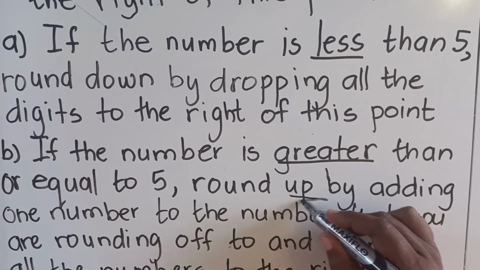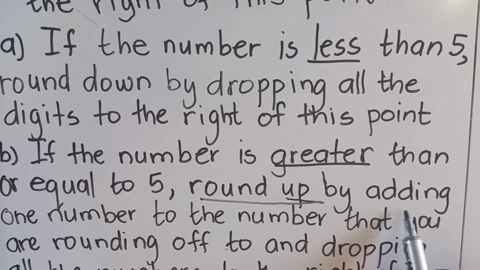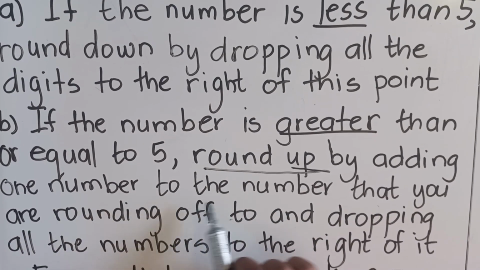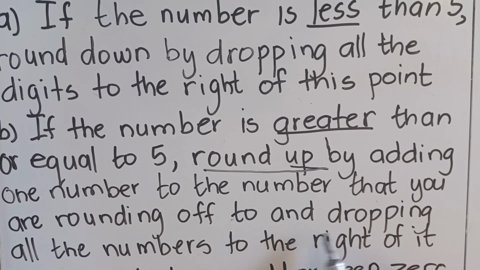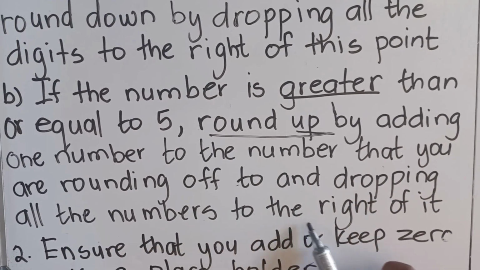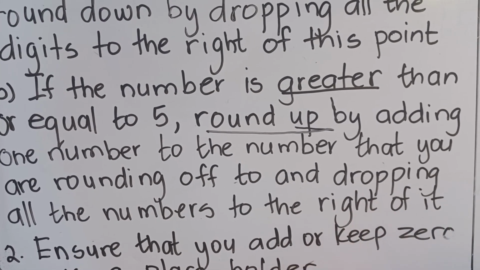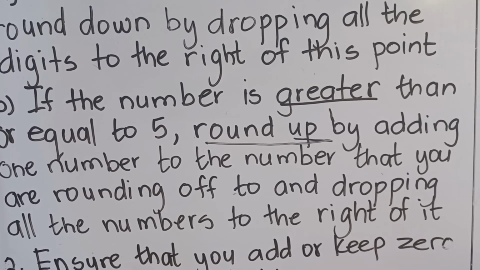What does rounding up mean? It means we're adding a number to the number that you are rounding off to and dropping all the numbers to the right of it. So you remember they said we must round off to 3 decimal places.